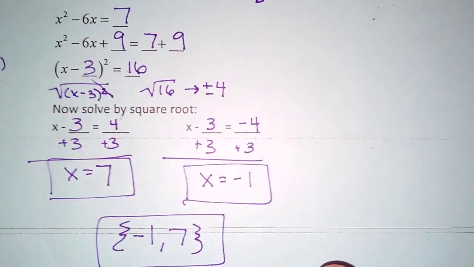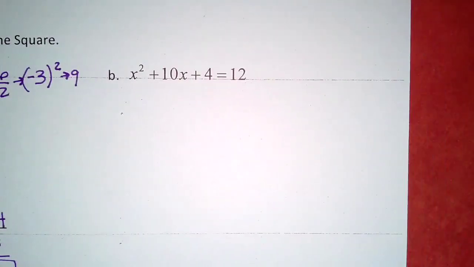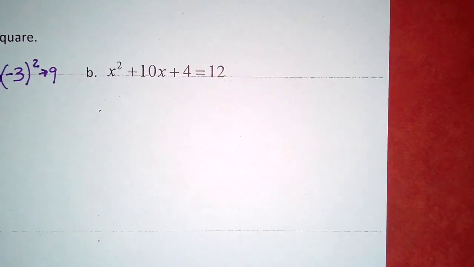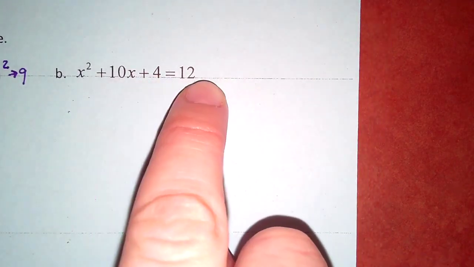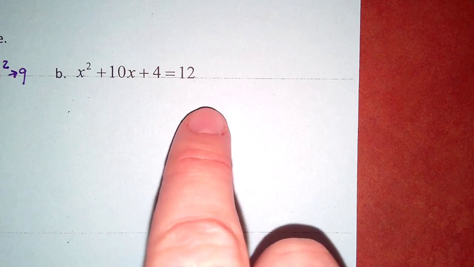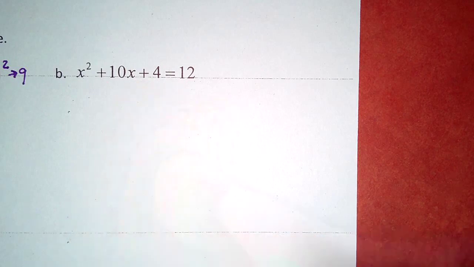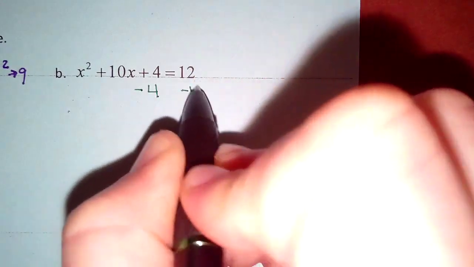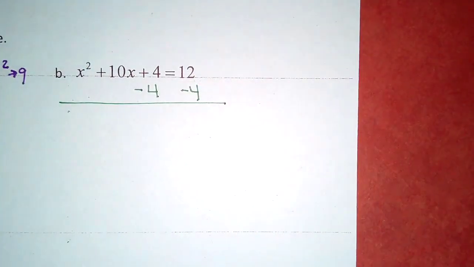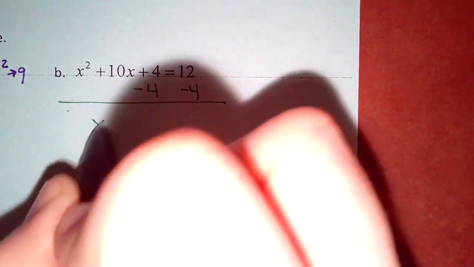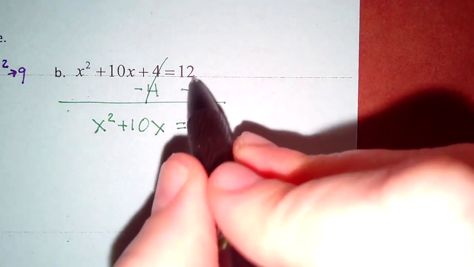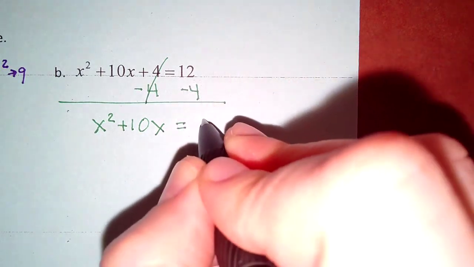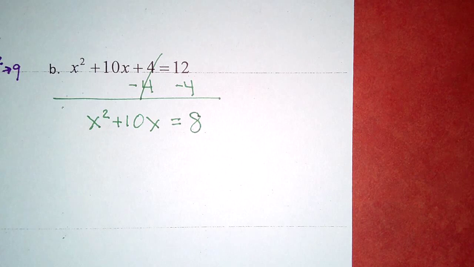All right, let's do another one. I'm going to avoid doing the x thing. I'm going to show you how these kind of drop down. My first step is I want to get this 4 to the other side so I can do the completing the square method. How do I get 4 to the other side? Subtract 4. Okay, so I have x squared plus 10x, these cancel, equals 12 minus 4 is 8. Great. So that was my goal.